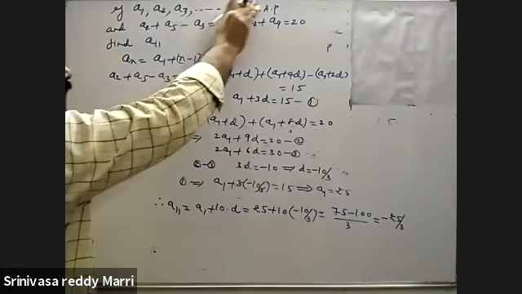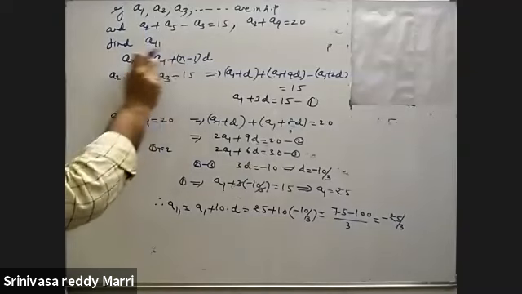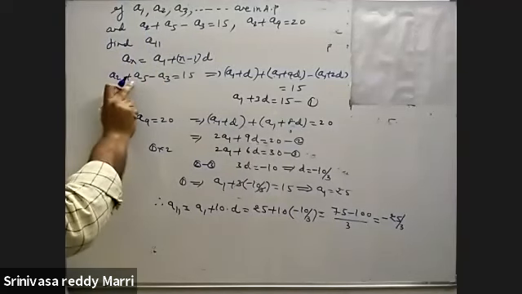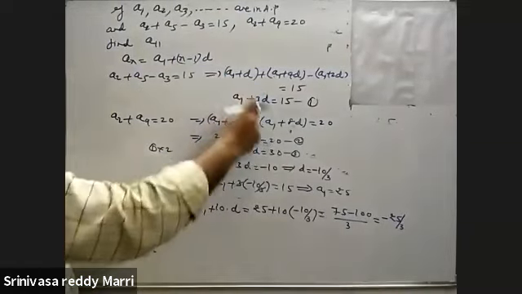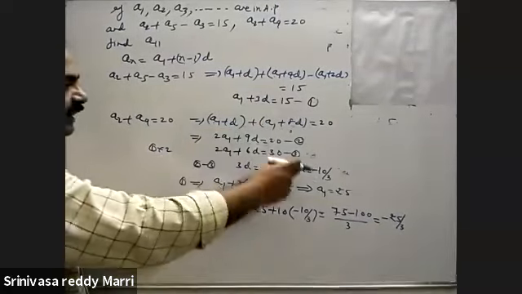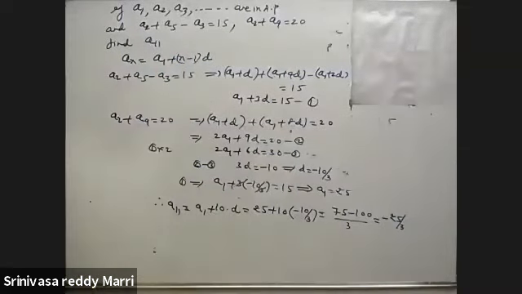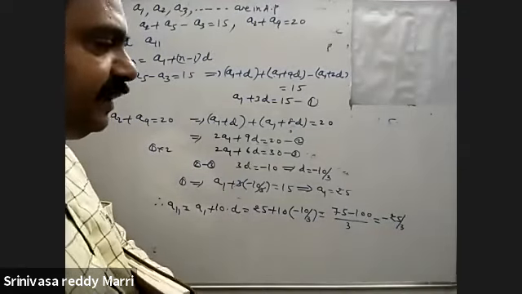Like that, whenever an AP is given, you write the nth term. The first term is A1 and the common difference is D. By using that, write A2, A5, A3, one relation, and then this other relation, and from these both solve what is the first term and what is the common difference. If you know A1 and D, then you can calculate any term in this AP. That is the concept involved in AP.